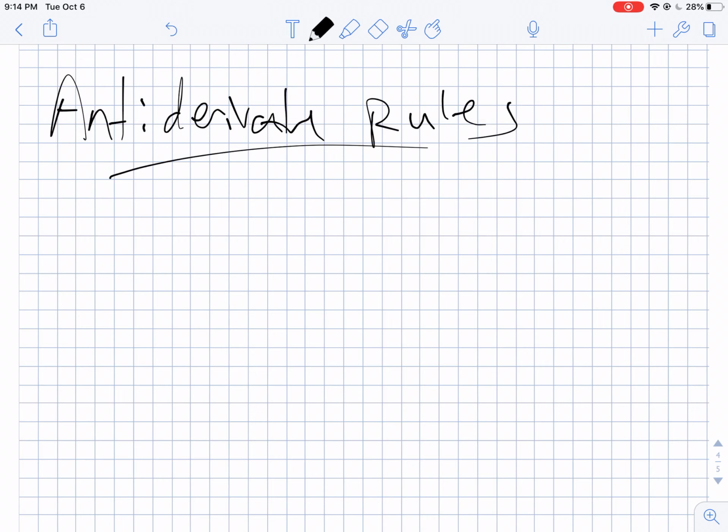And welcome back, everybody. We're here with some antiderivative rules. So some things I want to talk about. And these rules should look eerily familiar because these are the same rules that we have for derivatives. And that hopefully makes sense because an antiderivative is the opposite of a derivative. And one of them is you can pull out a constant.